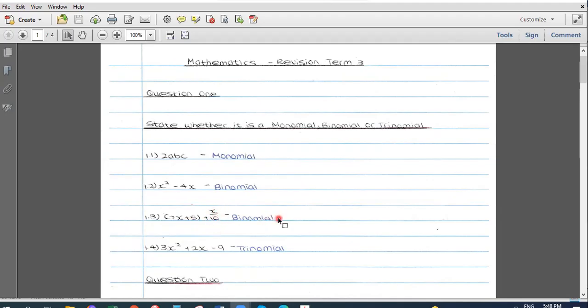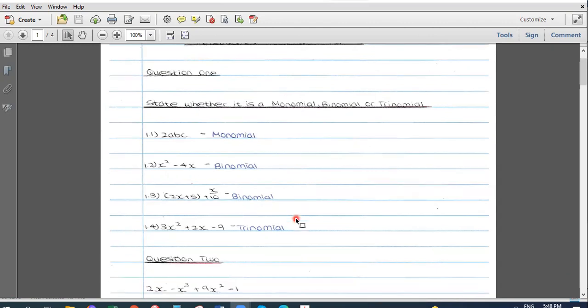So that's a binomial. Here we have a trinomial, the first term plus a second term minus a third term. So that is a trinomial. So your terms are separated either by plus or minus. And when you have brackets, they combine the terms into one.